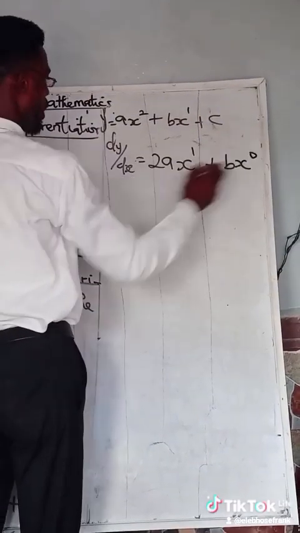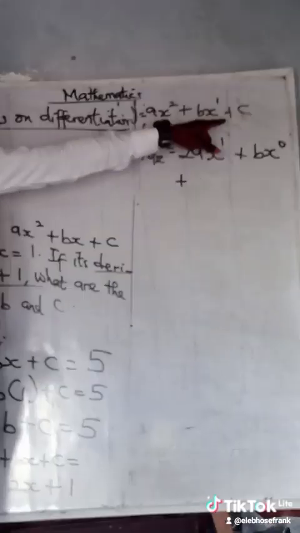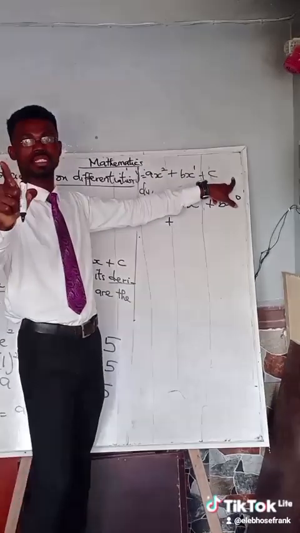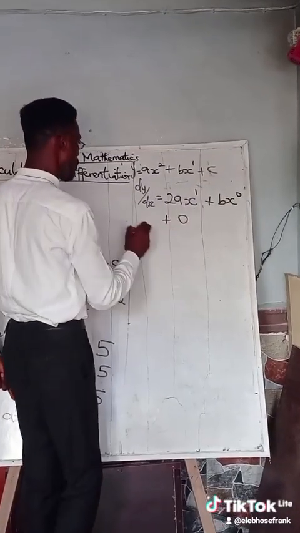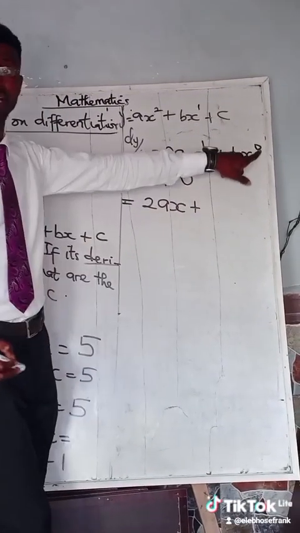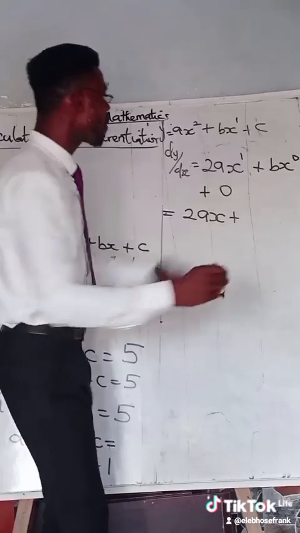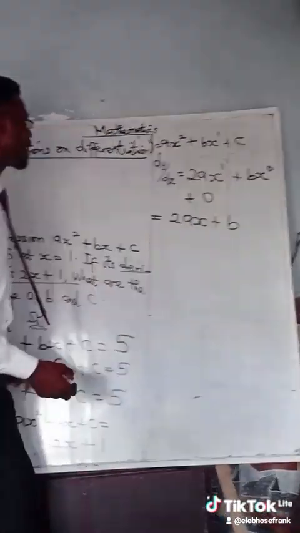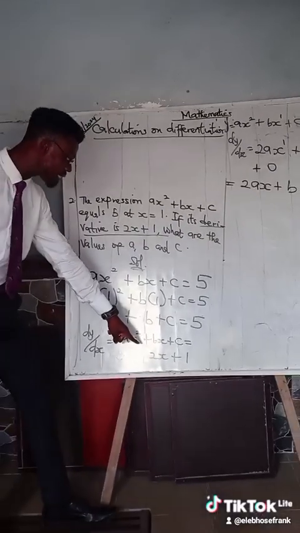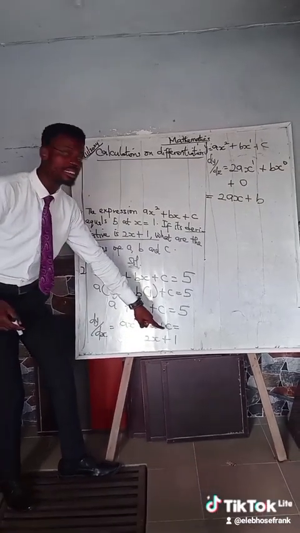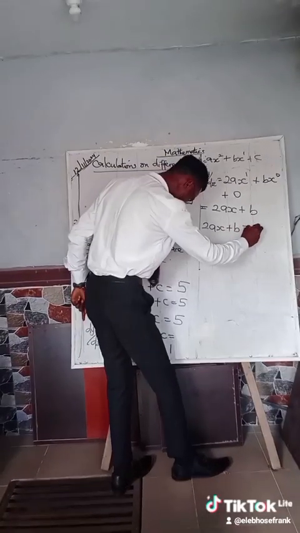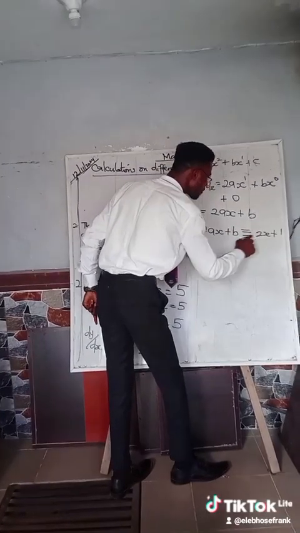Plus c is a constant. Why is it a constant? There is no variable, no letter attached to it. Now, differentiating a constant, I told you, gives us what? 0. You are correct. So we have 2ax plus, now, x to the power 0 is 1. B times 1 gives us b, of course, plus 0. That means differentiating this will give us 2ax plus b. Now, they told us that it's equal to what? 2x plus 1. That means 2ax plus b is equal to 2x plus 1.